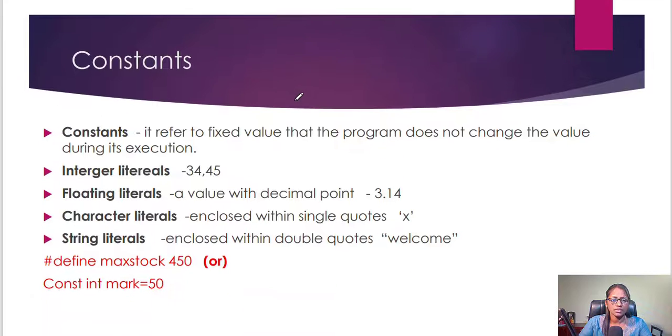And the next one is constants. You know already, a constant is some fixed value that the program does not change during its execution. That is called a constant data type. So there are integer constants, also called literals. Okay, constants' another name is literals. Literals mean constants, that is, the value does not change during the execution of the program.